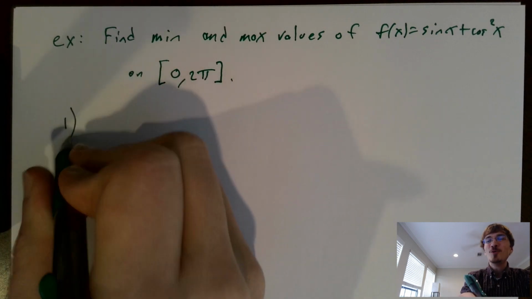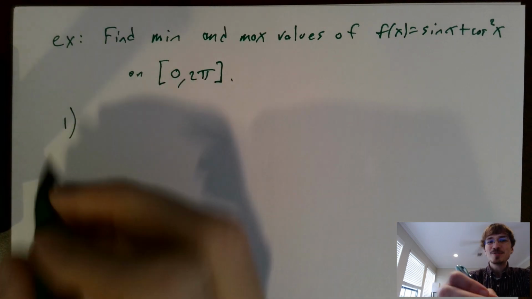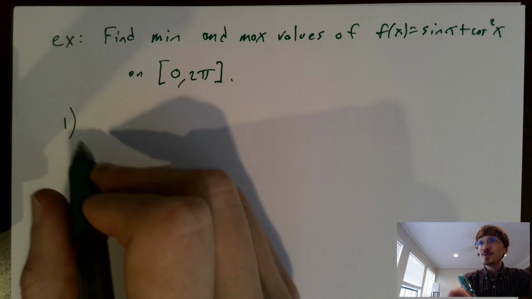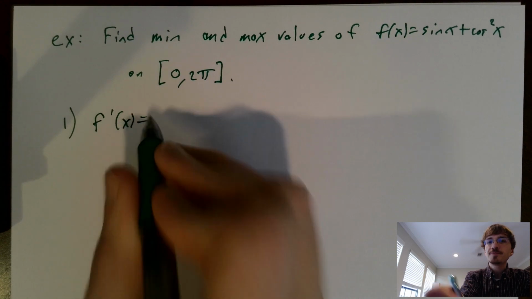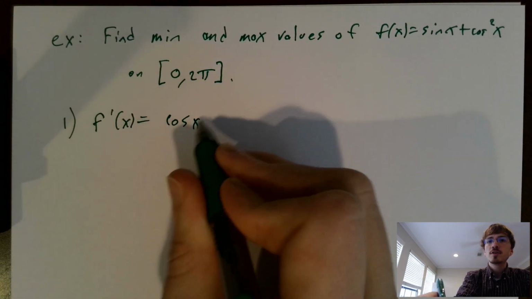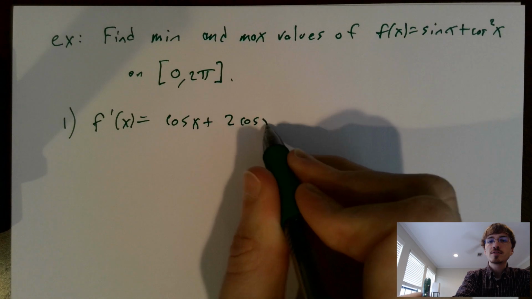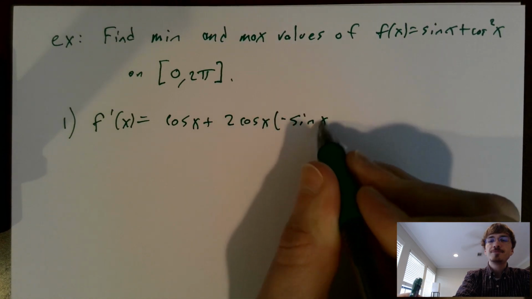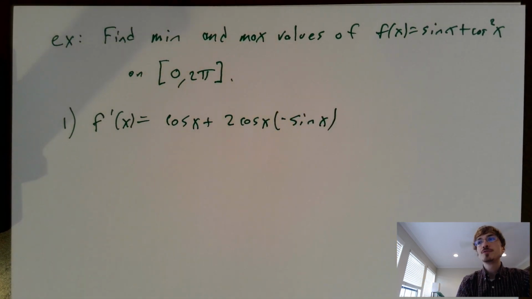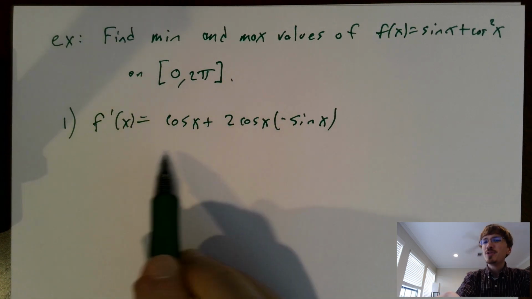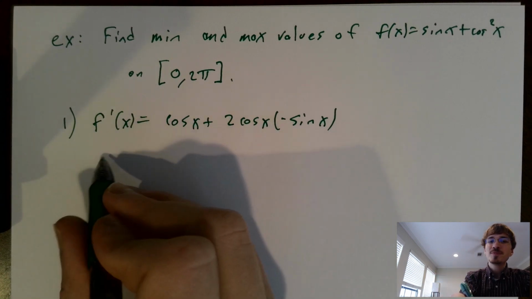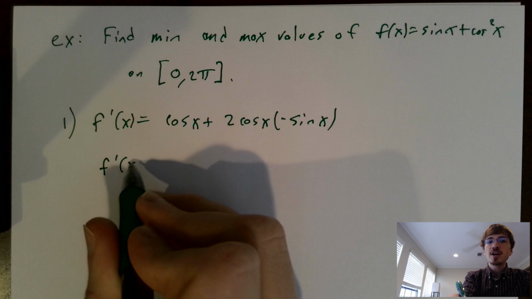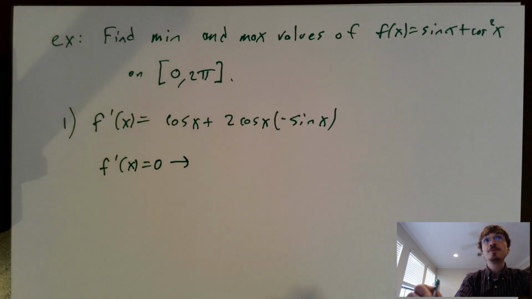All right, step 1. What's step 1? We want to take a derivative and find where it's either 0 or does not exist for those critical points. So f prime of x is equal to cosine of x plus 2 cosine x times negative sine x. Here's our derivative. We want to find the critical points. I know that it exists everywhere. These are nice differentiable functions, so this is differentiable. So we just need to find where f prime of x is equal to 0.